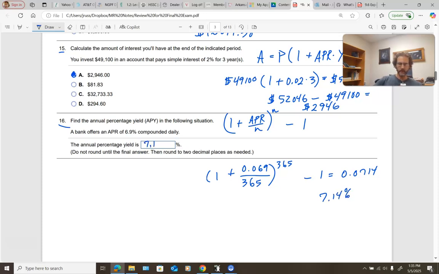Okay. And this one isn't multiple choice, so make sure you do your rounding correctly.